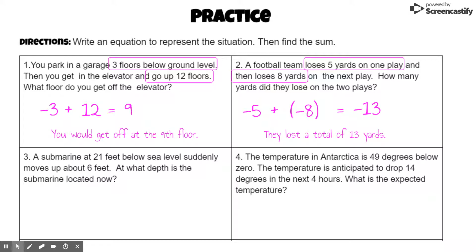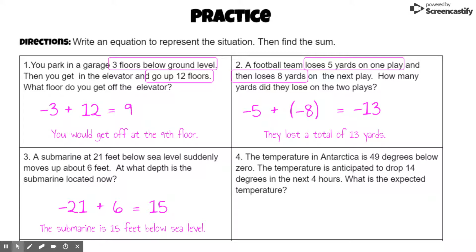So number 3 said a submarine at 21 feet below sea level suddenly moves up about 6 feet. What is the depth of the submarine now? Your equation should have read negative 21 plus 6, giving you a total sum of negative 15. And that tells us that the submarine is 15 feet below sea level.